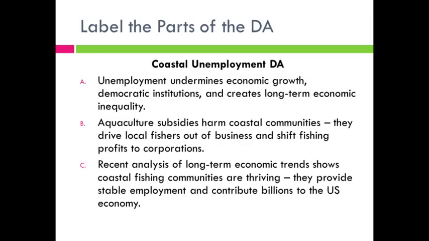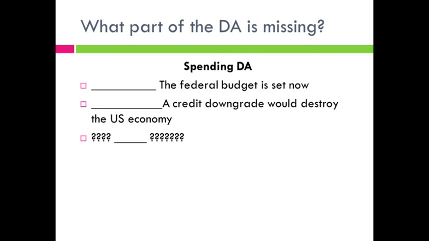Okay, so yeah, that makes sense why that would be uniqueness, because it's recent analysis of long-term economic trends. So we're looking at the status quo, and we're looking at how the status quo looks at long-term economic trends, and that there's stable employment. Okay, so that's the second part of uniqueness, that not only do we talk about what's happening in the status quo, but our picture of the status quo has to be kind of the opposite of the bad thing that the AFF causes. So if the AFF causes unemployment, then you have to say that there is stable employment now, which it does.